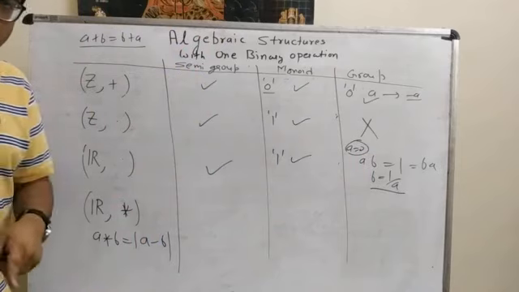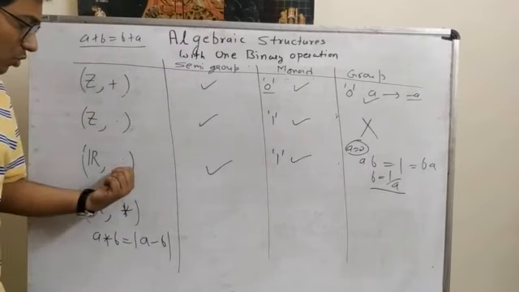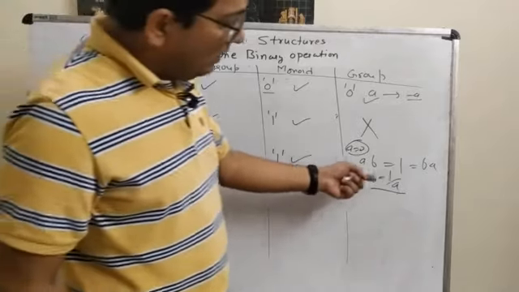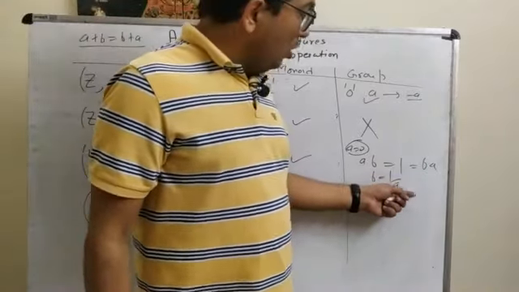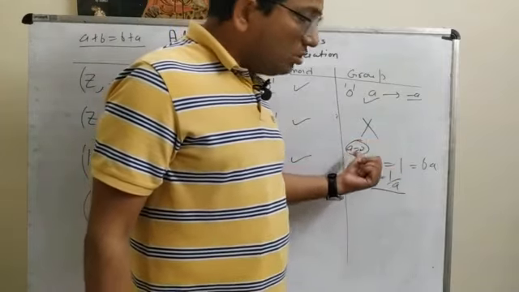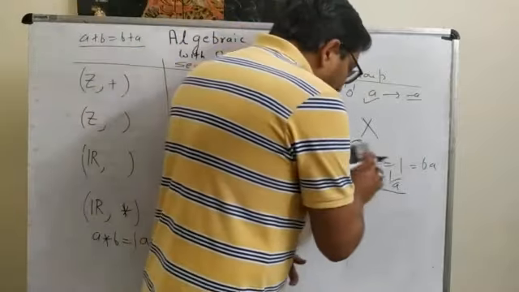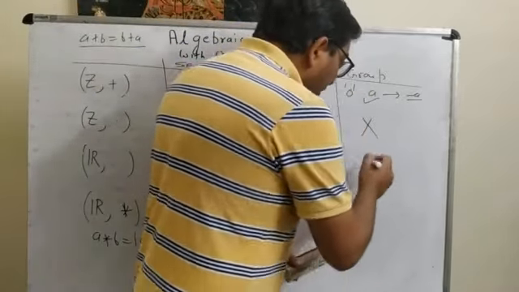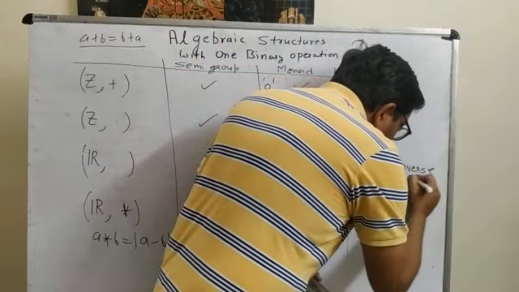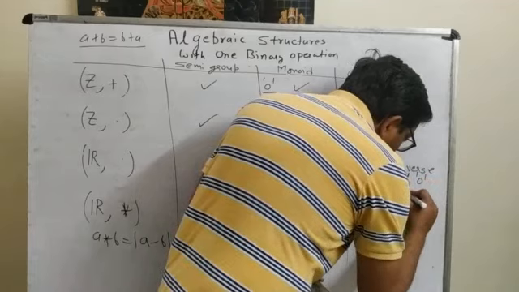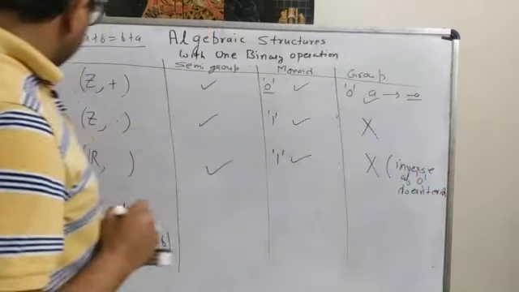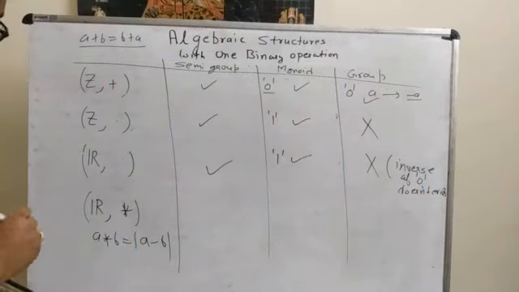This will become a group if the inverse of every element exists. In this case, what is the problem? If we take A = 0, then 1/0 is an undefined number. So it means the inverse of 0 does not exist. So it is not a group, the reason being the inverse of 0 does not exist. Now let us change this set of real numbers.